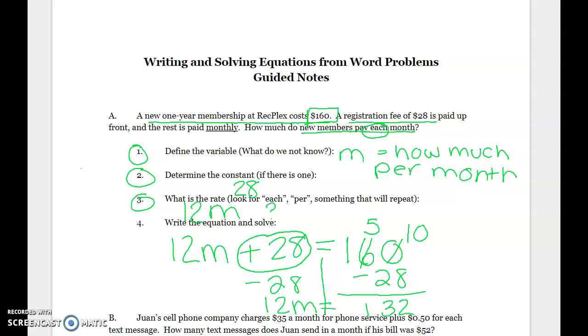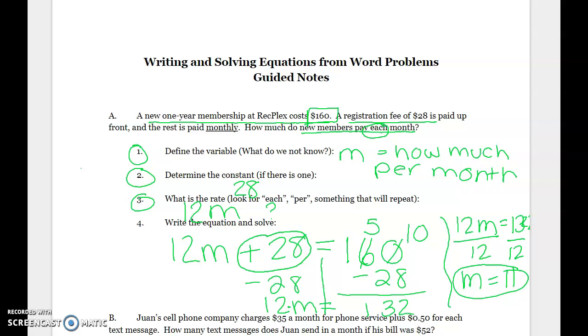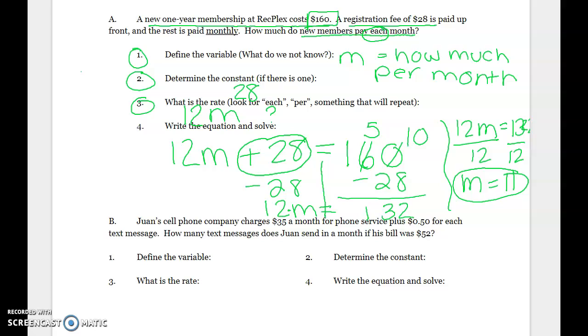Okay. And then I have to get rid of this 12 attached to that. So right now they're being multiplied. So to undo multiplication, I'm going to divide. And I'm just going to rewrite it on the side here because I ran out of room. Okay. So I'm going to divide by 12 on both sides. And I get m equals 11. So each month would cost $11. Alright, so that's all we have for that first example.